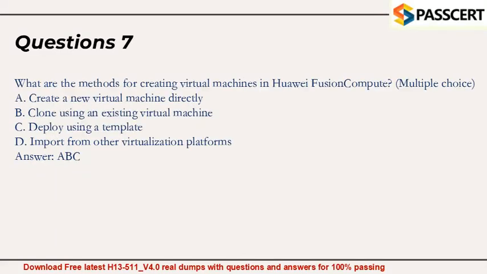Question 7. What are the methods for creating virtual machines in Huawei FusionCompute? Multiple choice. A. Create a new virtual machine directly. B. Clone using an existing virtual machine. C. Deploy using a template. D. Import from other virtualization platforms. Answer: A, B, C.